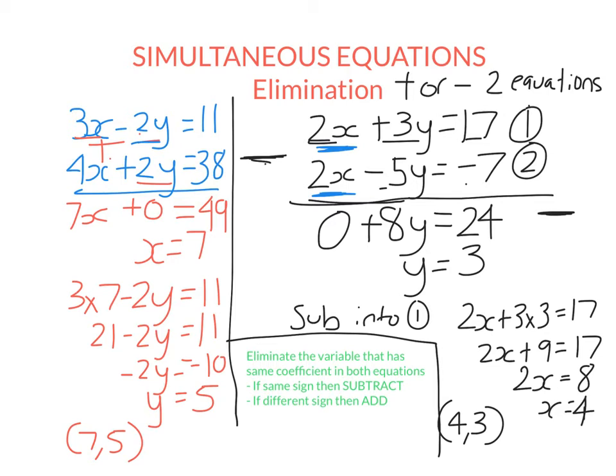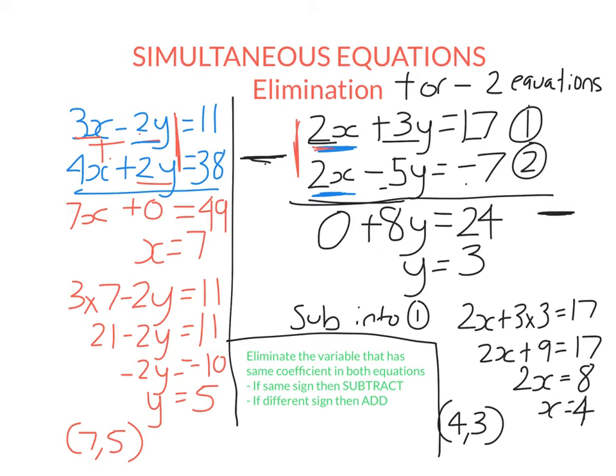So you always want to eliminate the variable that has the same number in front of it. Here we eliminated the x's because they both had a 2 in front. Here we eliminated the y's because they both had a 2 in front. So if the number in front of that variable has the same sign in both cases, you subtract.